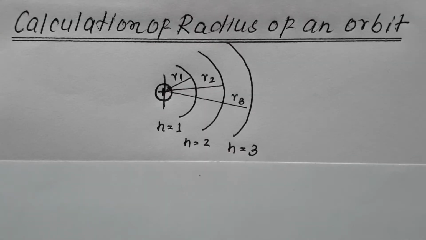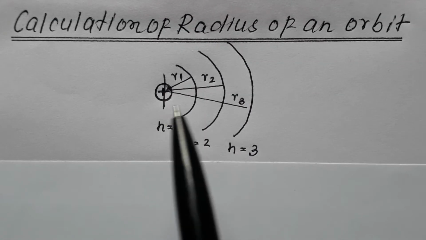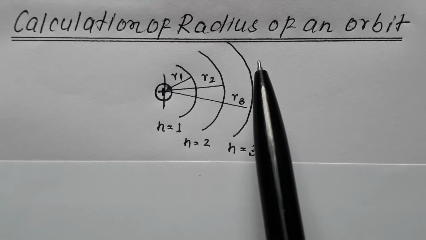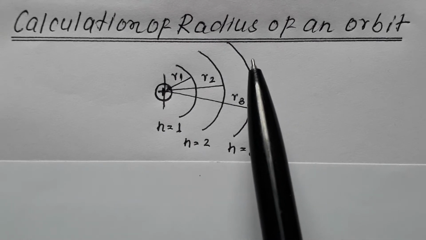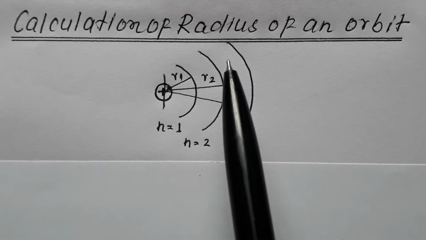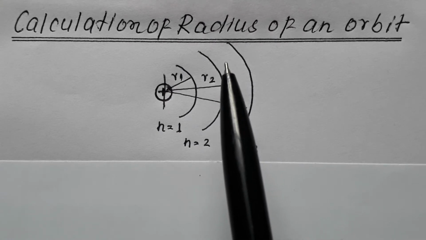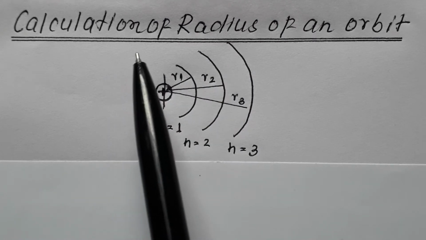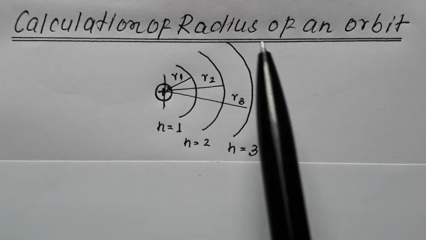So now we begin with the calculation of radius of an orbit. In the previous video I dealt with Bohr's model and its postulates. Now, in continuation of this model, we are dealing with the calculation of radius of an orbit.